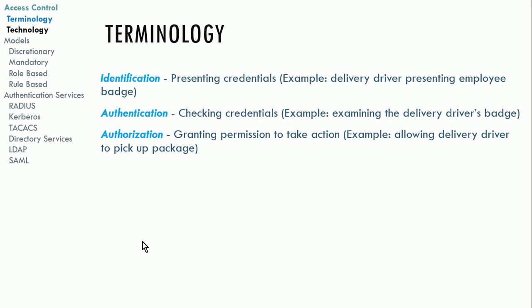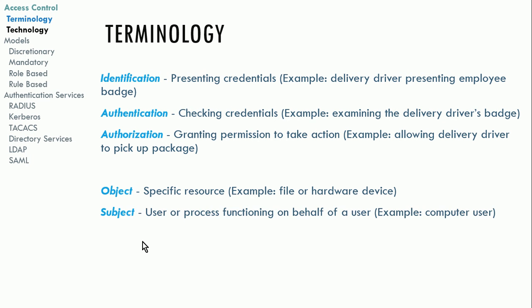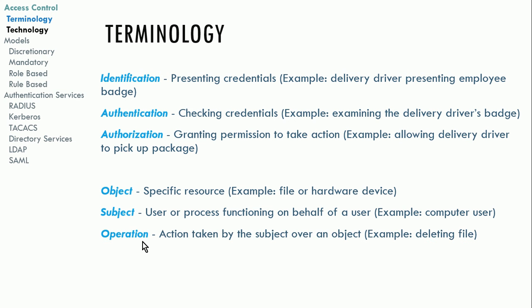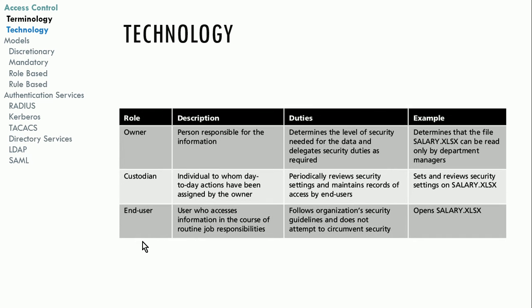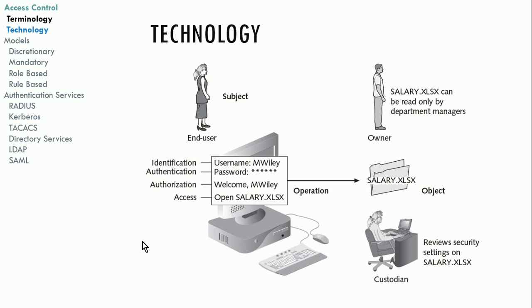Authorization would be granting permission to take some kind of an action. So an object is any resource to which we're controlling access, and the subject is the user that is trying to access that object, and the operation is the action that is taken, such as trying to read a file, write a file, delete a file, and so forth and so on. All right, so there are the different actions. We have identification, authentication, authorization, and access. And in the technology, we have owners, custodians, and end users. Let's talk about that in a little bit more detail.